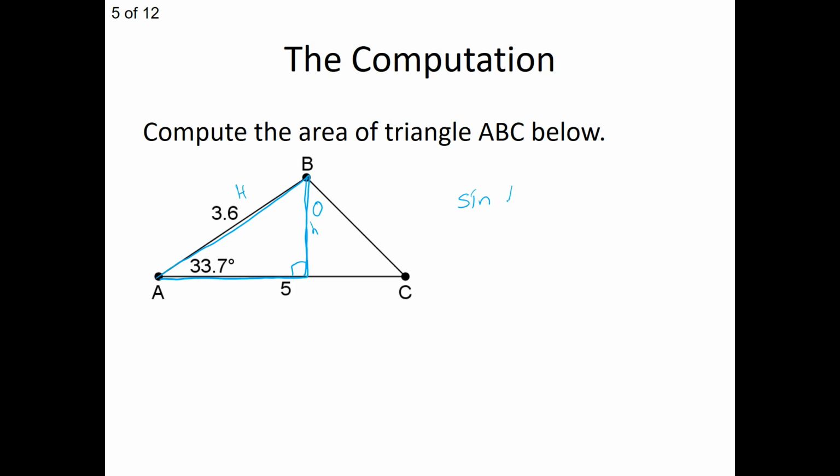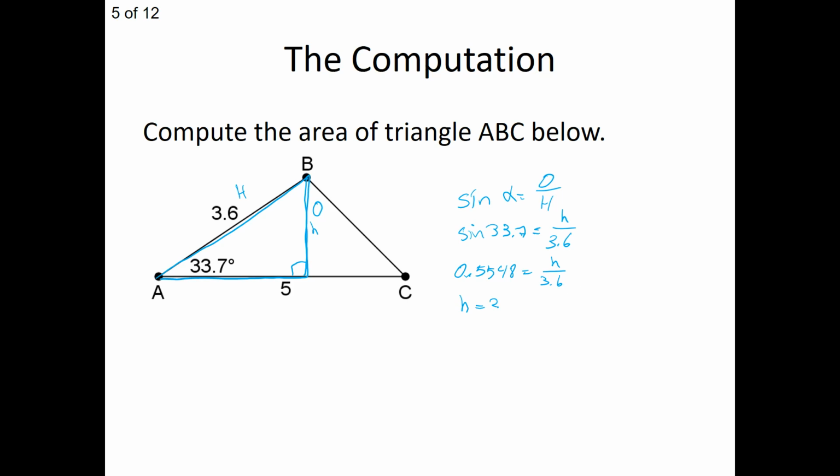The sine of our angle is equal to the opposite over the hypotenuse. So the sine of 33.7 is equal to the opposite, lowercase h, over our hypotenuse, which is 3.6. Let's go ahead and solve for h. As we remember, the sine of an angle just turns into a ratio, so I'm going to do that first. Sine of 33.7 turns into 0.5548. We're looking for the height, and we have that 3.6, so let's multiply both sides by 3.6.